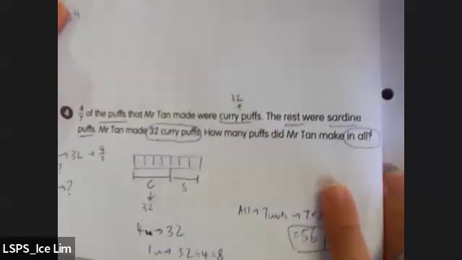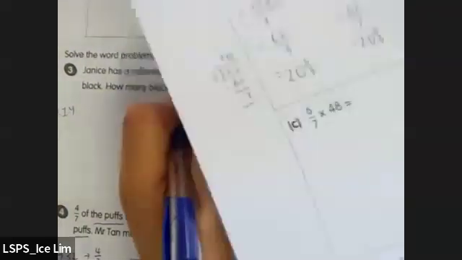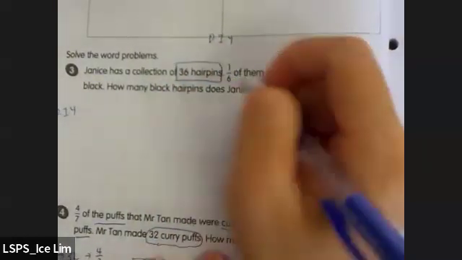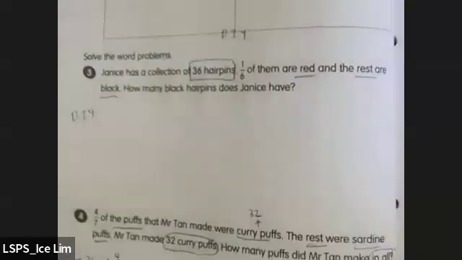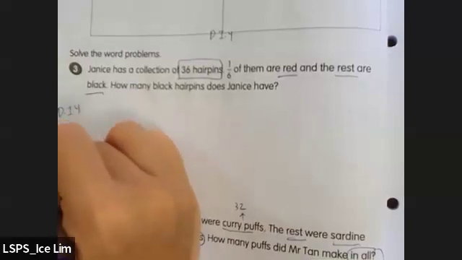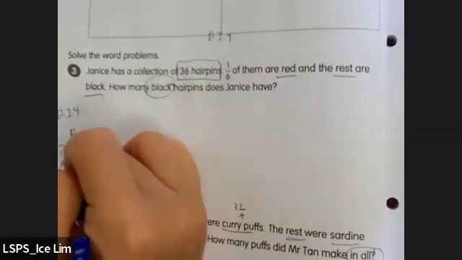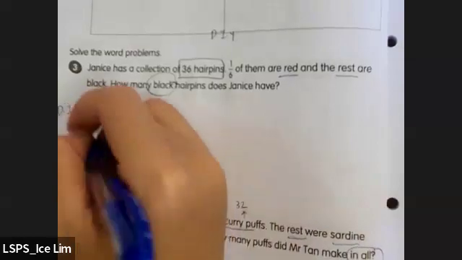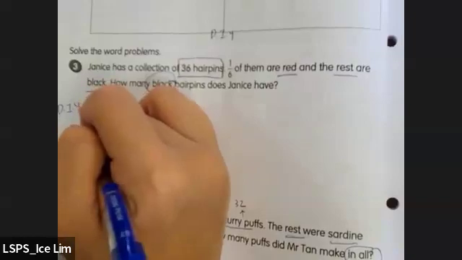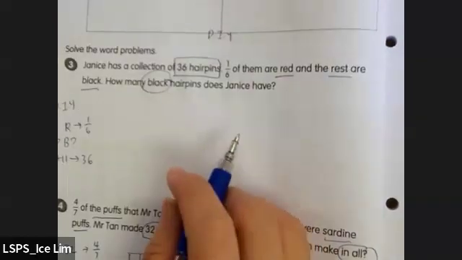Okay. So let's say I do the hairpin question. If you cannot catch up, you go back and watch the video. Everything is recorded. So here we have a collection of hairpins. Some are red and the rest are black. So I have red, I have black, and I have all. All is given, all is 36. The question asks for black. Red is actually never stated, it's only given as a fraction. It asks for black. So I can do this in 2 ways.